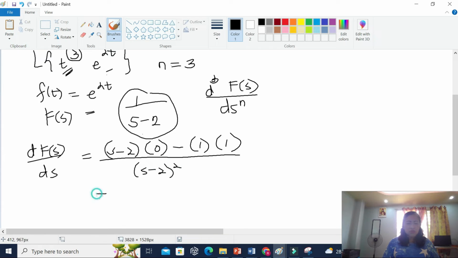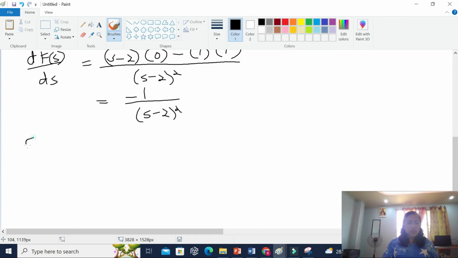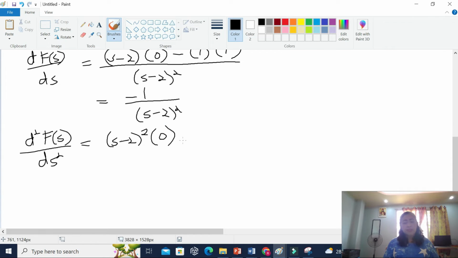So, this is now equal to negative 1 over s minus 2 squared. So, that is only the first derivative. Then, how about the second derivative? Here, as the power of n increases, it becomes more difficult. So, numerator: s minus 2 squared, multiply by the derivative of the numerator, minus the derivative of the denominator times the numerator.